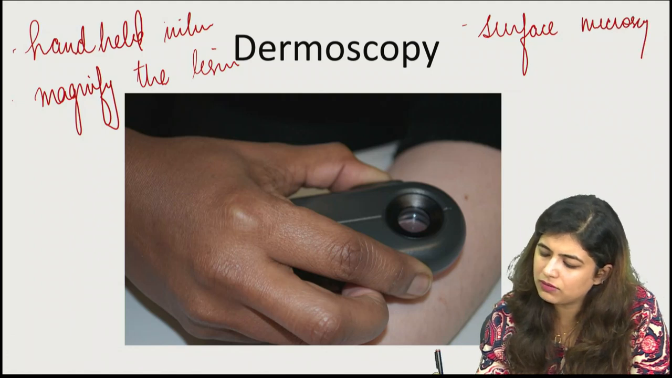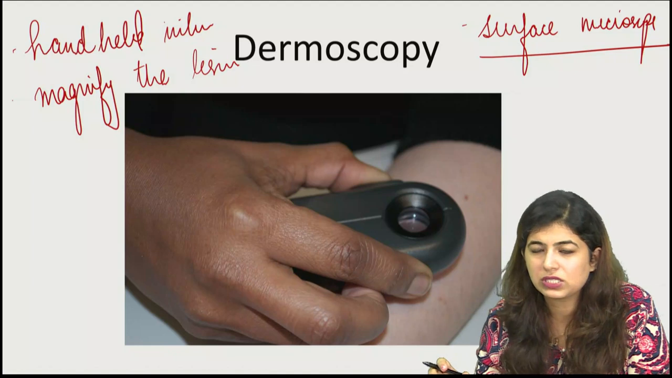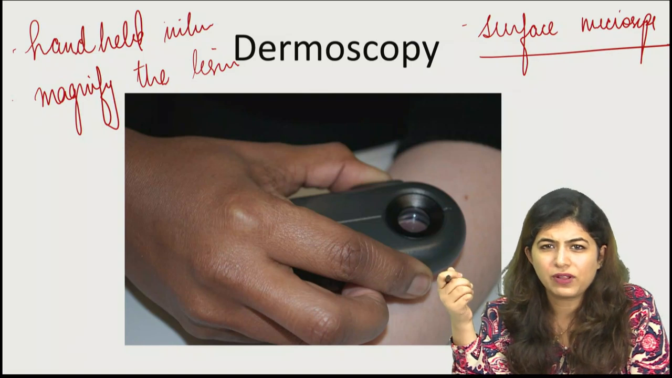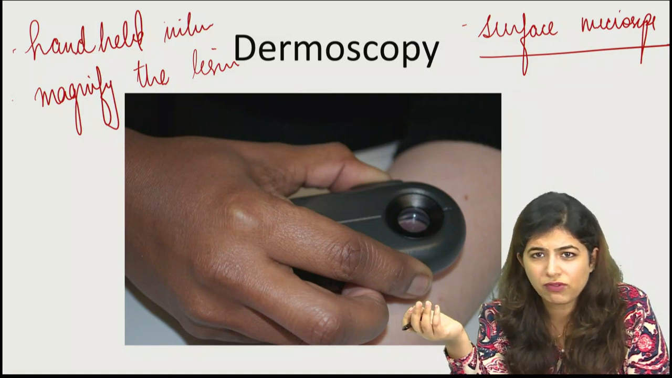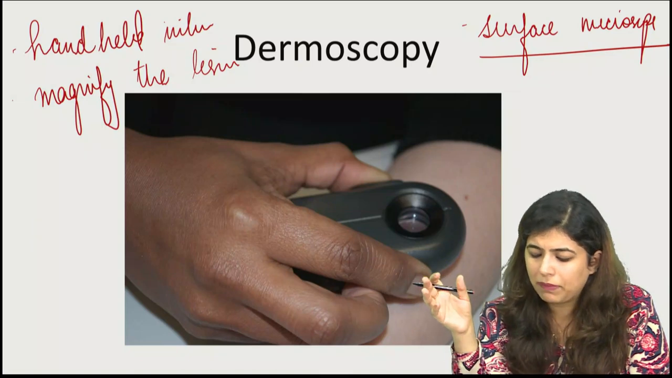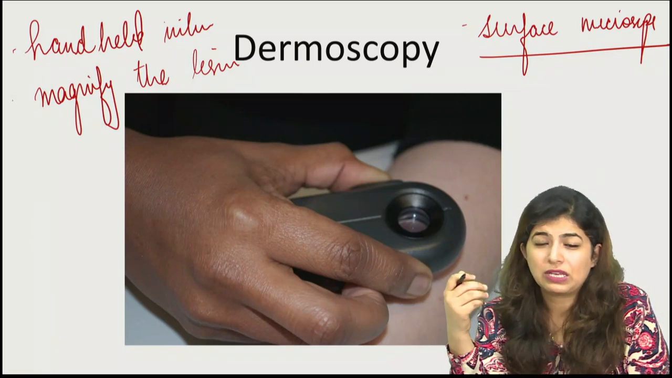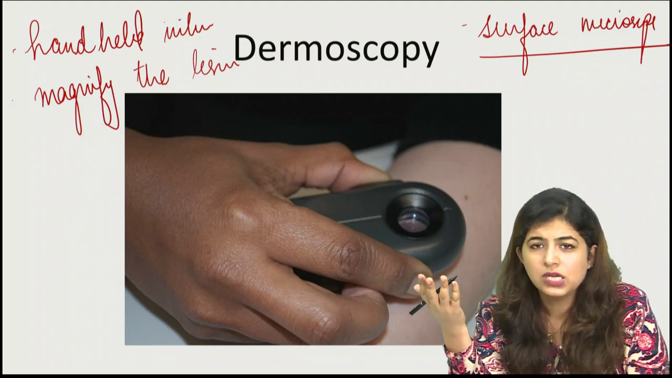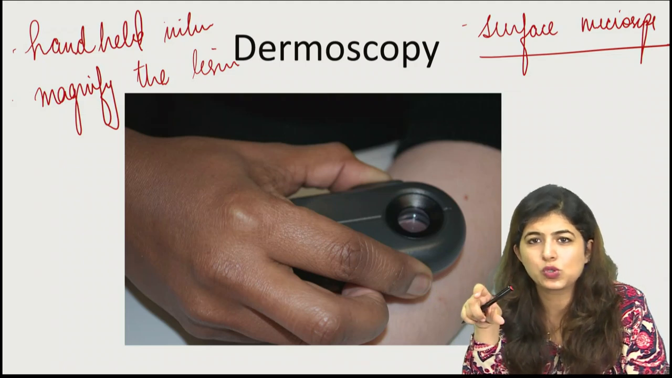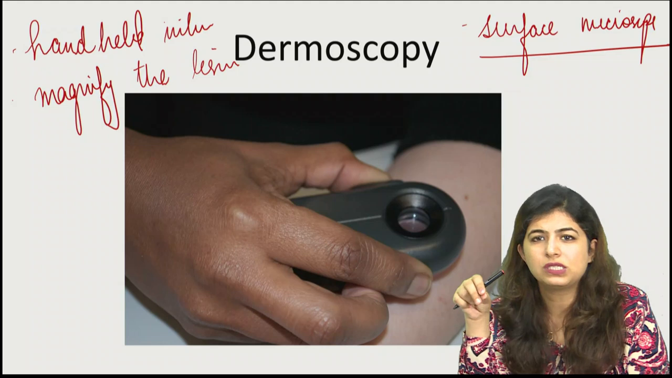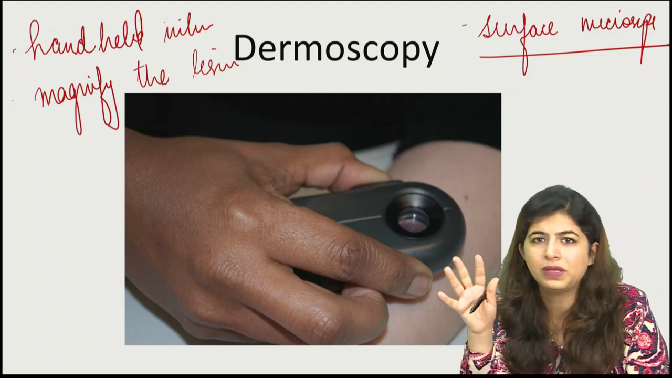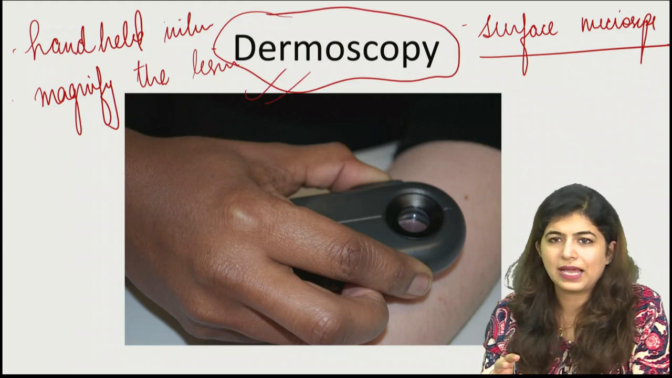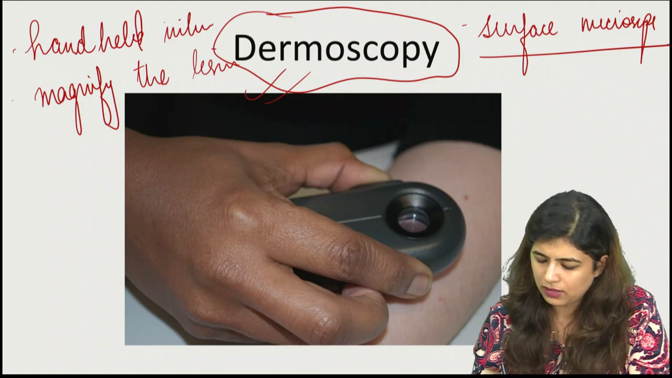So it's showing you features which are not visible to the naked eye, which are not even visible to a routine magnifying lens. The routine magnification is 5x, 10x, maybe 15x for some very good magnifying lens. But with dermoscopy, the magnification that I see is 70 times, 100 times or 200 times. So it is almost like a surface microscope that I have in my hand, and I see those tiny features which will otherwise not be possible. So this is a dermoscope, and that is how it looks.